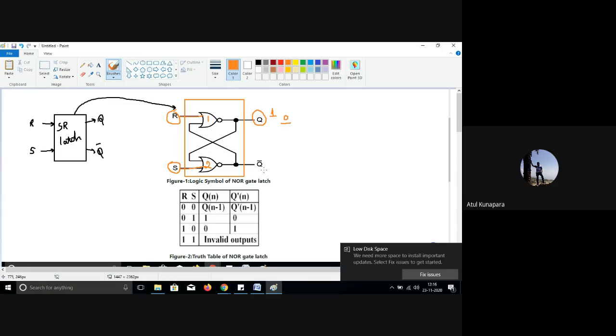So Q and Q bar are always complementary to each other. That is, if your output Q is logic 1, then Q bar is always going to be 0. And if your Q is logic 0, then Q bar is always going to be 1. So they are complementary to each other. They can never both be 1, and they can never both be 0.